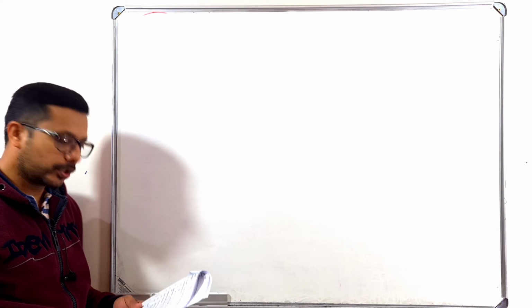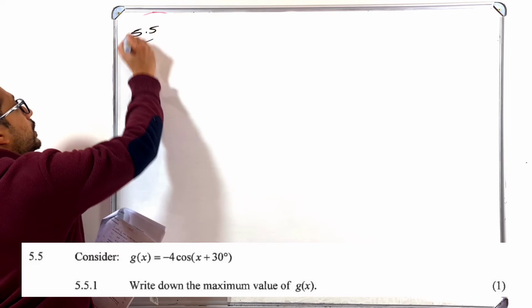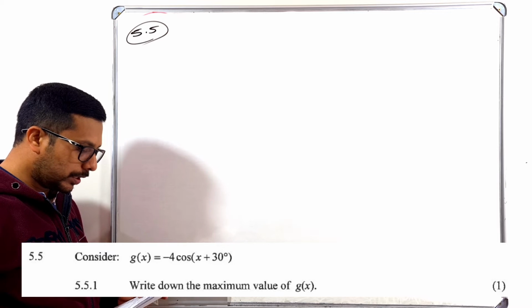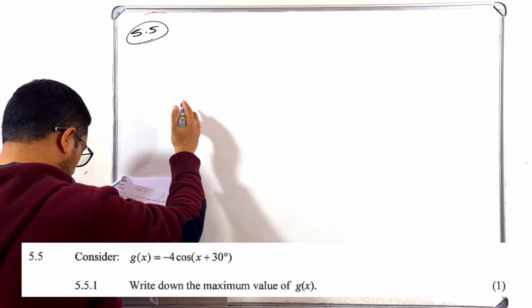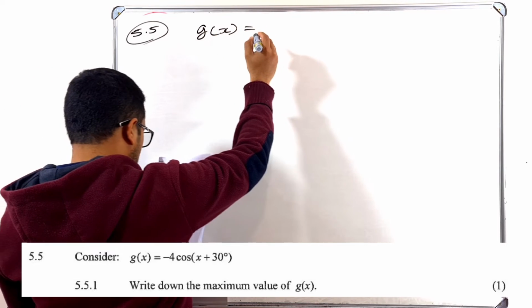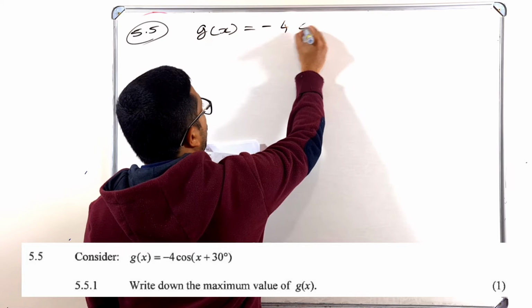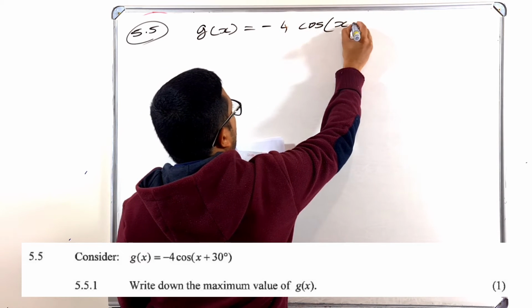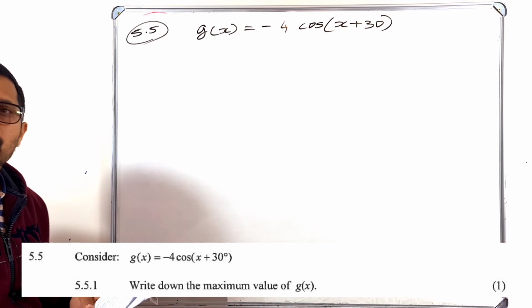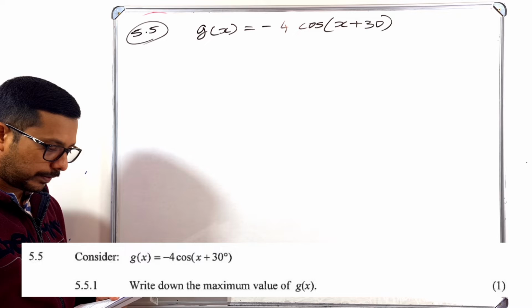Question number 5.5, that is a graph question, a trigonometry graphs question. Consider g of x is equal to minus 4 cos of x plus 30.